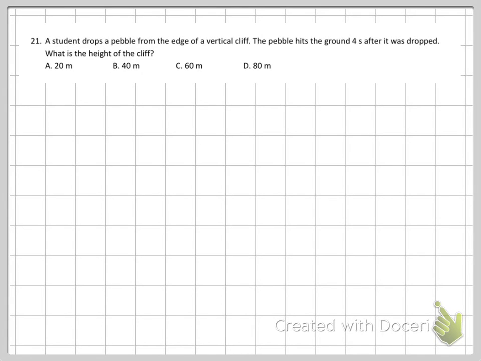Number 21, a student drops a pebble from the edge of a vertical cliff. The pebble hits the ground 4 seconds after it was dropped. What's the height of the cliff?